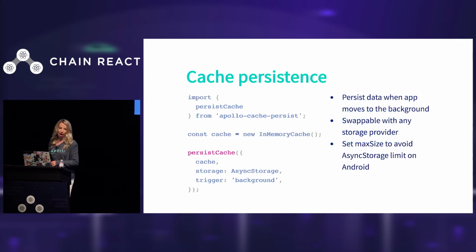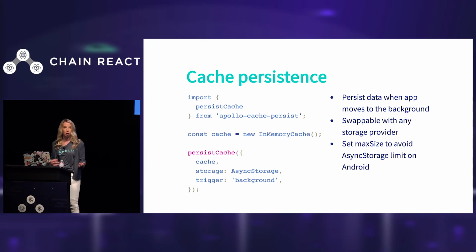I want to talk about cache persistence briefly because I think it's extremely relevant to React Native developers. We have this package, it's called Apollo Cache Persist. And what's really awesome about it is that you can use any storage provider that you decide, and you can actually set a trigger.